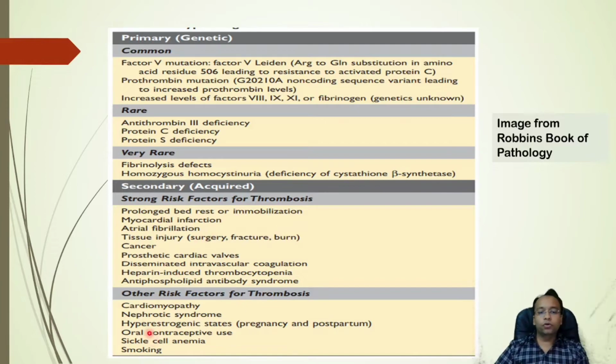Other risk factors include hyperestrogen, nephrotic syndrome, oral contraceptive use, sickle cell anemia, and smoking. These are the less important risk factors. The ones above are the main ones. They are the strong risk factors for thrombosis.